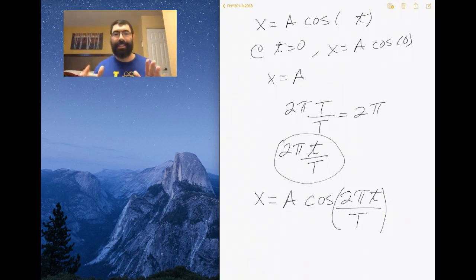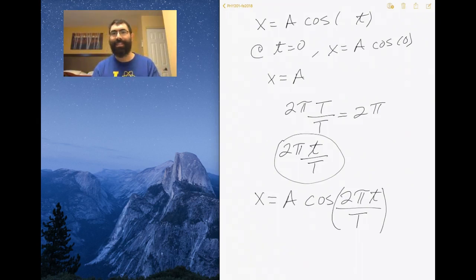So the period sets how long it's going to take to go one full cycle. If it takes an hour to go one cycle, then that's the period. And t is any time we want. It'll be half an hour, 45 minutes, an hour, 3 hours, 10 hours.